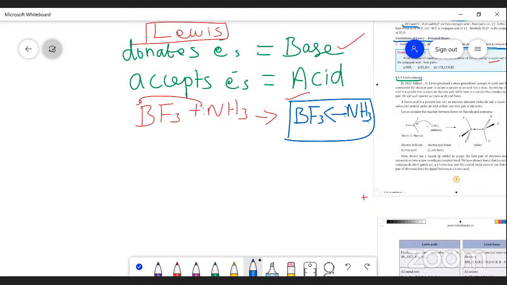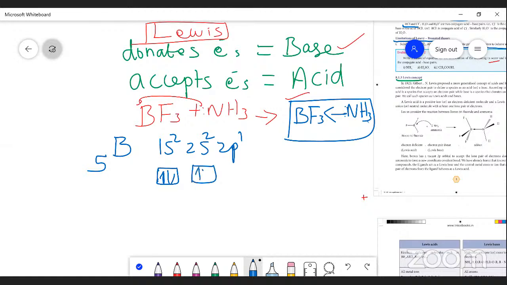So boron having, let us see, before that the electron configuration of boron. If you write boron, what is the atomic number? 5. What is the electronic configuration of boron? 1s2, 2s2, 2p1. If you do the boxes, the 1s and 2s are completely filled.